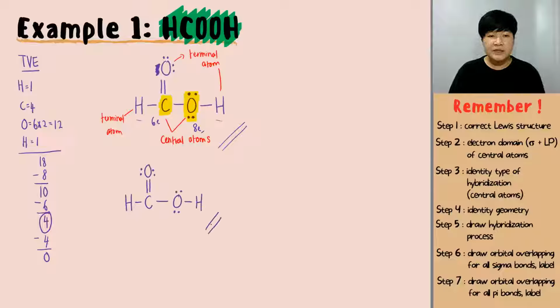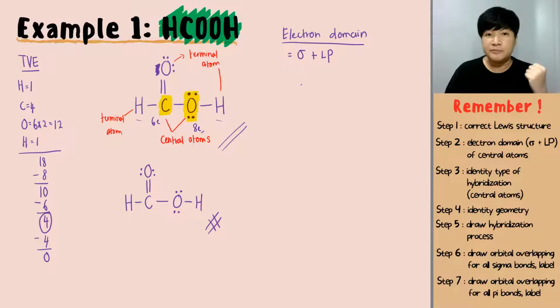And this will be the correct Lewis structure in terms of octet, in terms of electron, in terms of formal charge. Alright? And after you have your Lewis structure, the next step, definitely electron domain as always. Formula of electron domain, guys, sigma plus lone pair. But right now we have 2 central atoms, so you need to calculate the electron domain for both of the central atoms. Therefore, for carbon, the number of sigma that you have is 3, the number of lone pair is 0. Therefore, you will have 3.